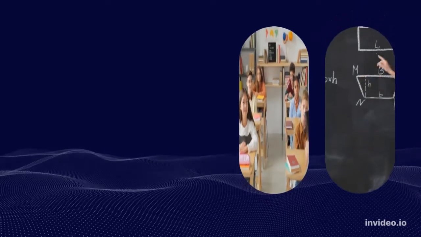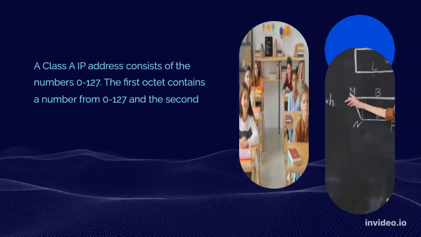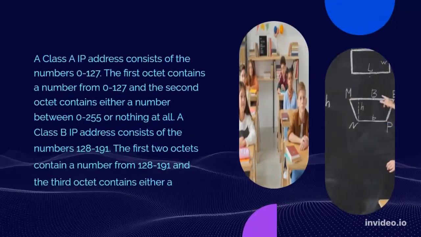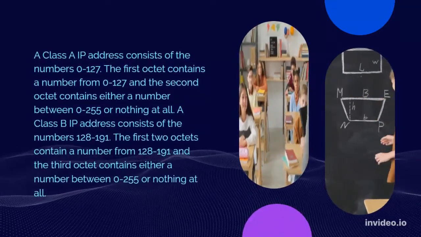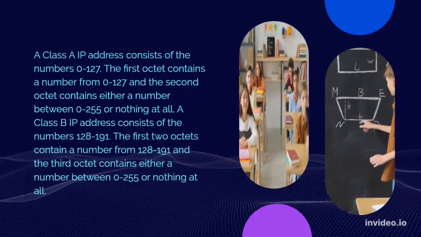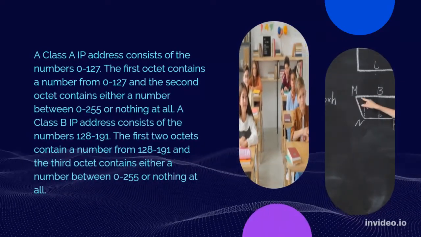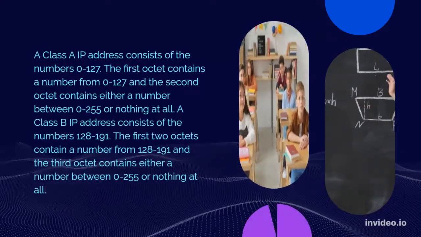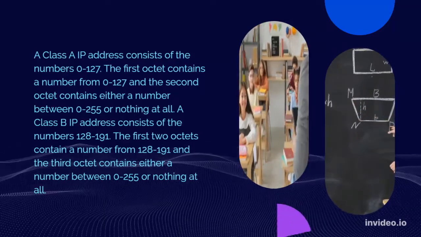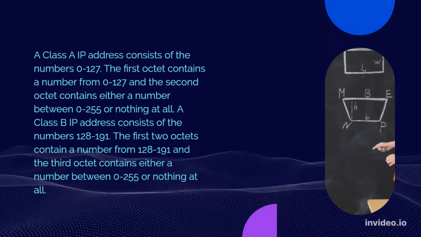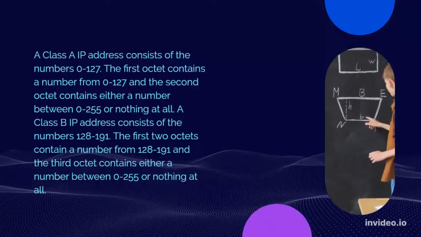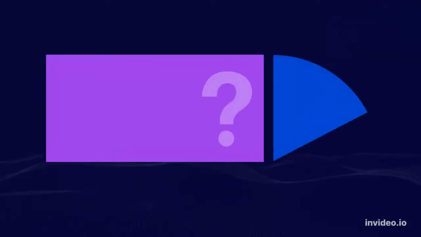What is the difference between a Class A IP address and a Class B IP address? A Class A IP address consists of the numbers 0 to 127. The first octet contains a number from 0 to 127 and the second octet contains either a number between 0 to 255 or nothing at all. A Class B IP address consists of the numbers 128 to 191. The first two octets contain a number from 128 to 191 and the third octet contains either a number between 0 to 255 or nothing at all.